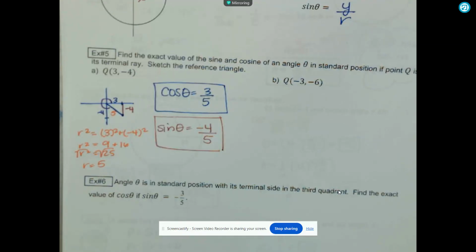We're going to change example number 6, by the way. You're going to use negative 12 over 13, not negative 3 over 5.